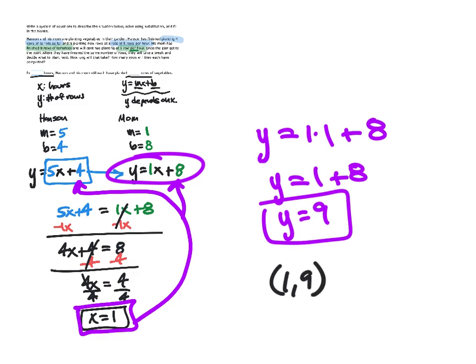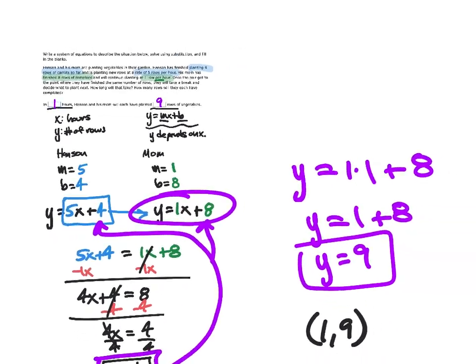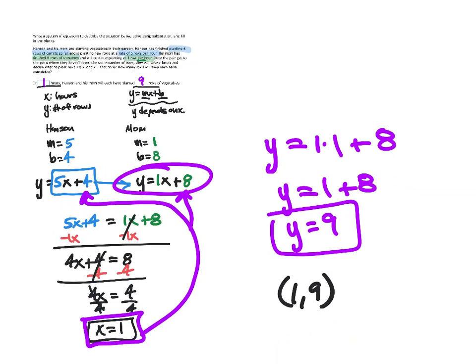Remember what x represents and what y represents. X represents hours, so x is 1 hour, and they will have planted 9 rows of vegetables. So that's how you would set up and solve that system.